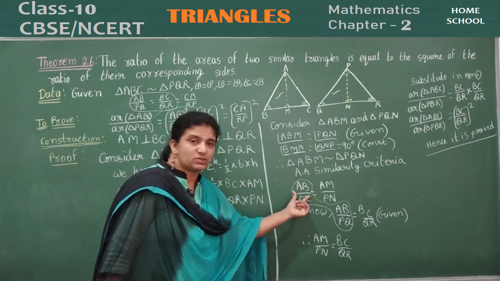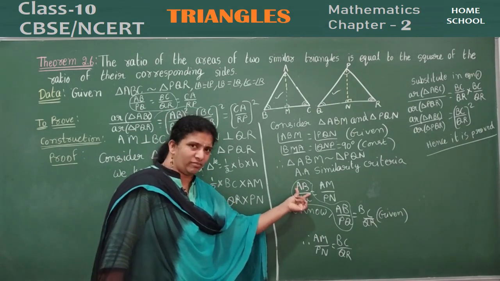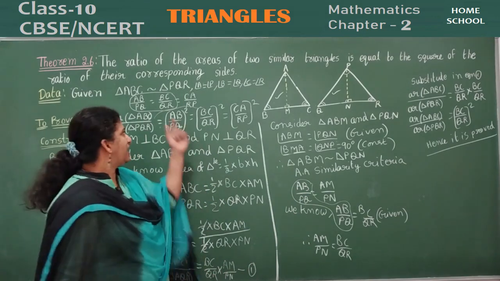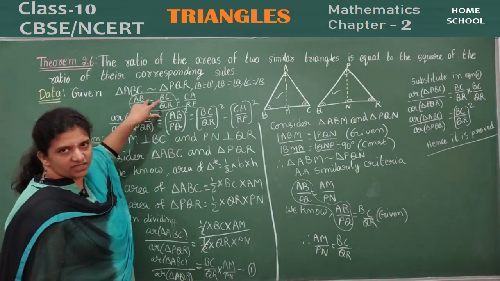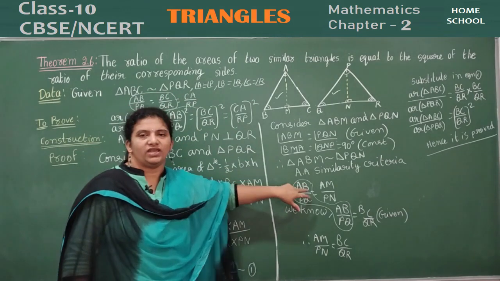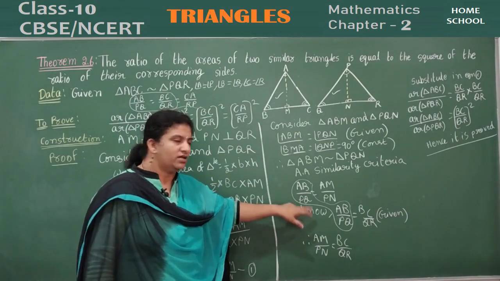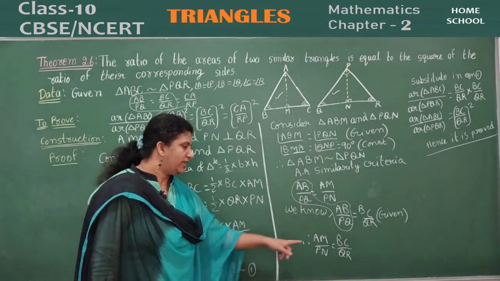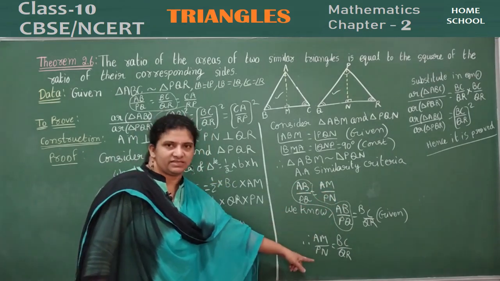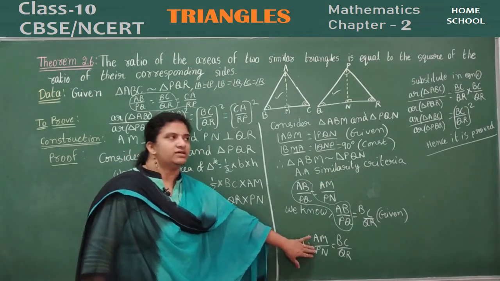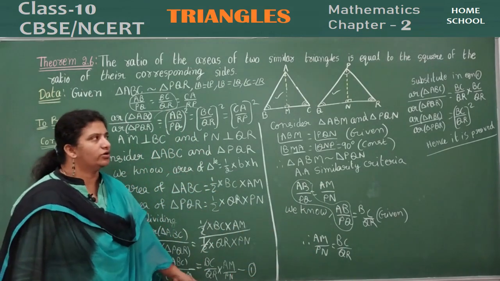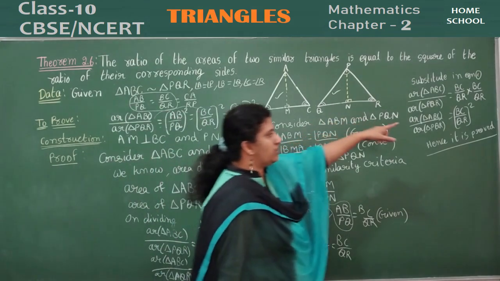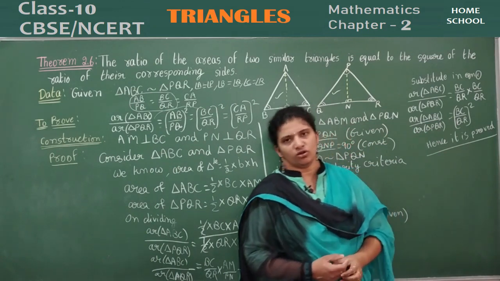Now see this one in your mind. Keep this one in your mind: AB by PQ and BC by QR. Is there in your given data? Yes. You consider these two ratios, and when you equate these two ratios, then these two are same. So directly you can equate those two, that is AM by PN equal to BC by QR. So substitute here, what you are going to get? Area of triangle ABC by area of triangle PQR is equal to BC by QR whole square.